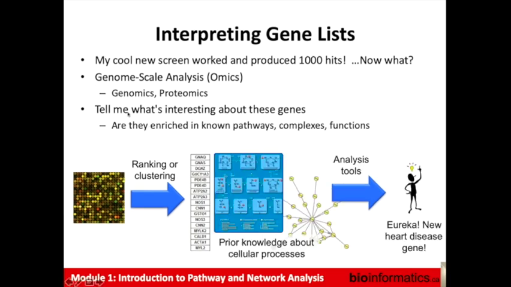So if we want to know what's interesting about the thousands of genes that resulted from our transcriptomics experiment, we might ask if they are enriched in known pathways, complexes, or functions. So this picture represents a transcriptomics experiment, and once you have collected the raw data, you might rank or cluster it to generate a gene list. And then in this course, we want to compare that gene list to prior knowledge about cellular processes using various analysis tools, and ideally find some new interesting discovery.